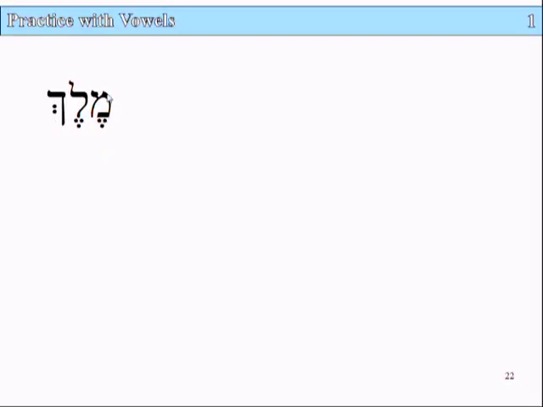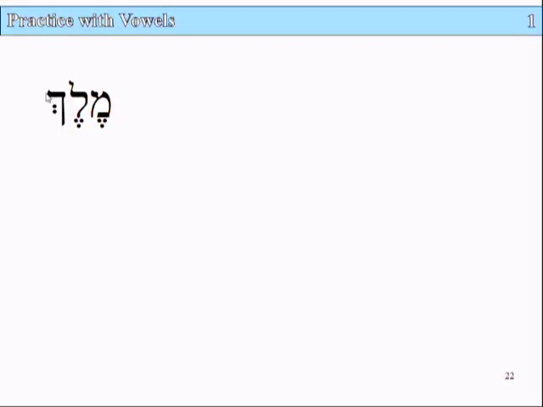This is a mem. It has an m sound, just like our letter M in English, but it's called mem in Hebrew. This is a lamed, and it has an L sound, like our letter L.